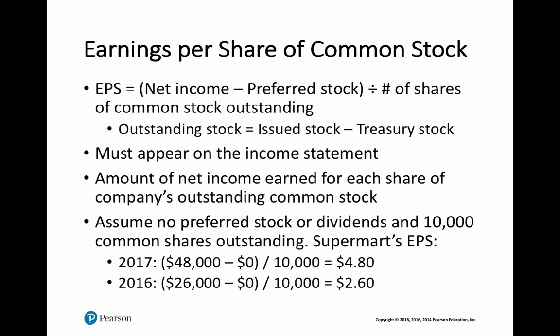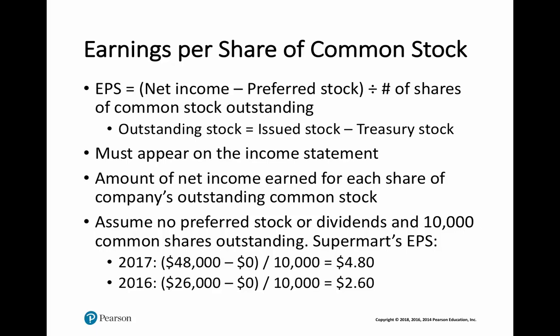Earnings per share, again, it's our net income minus our preferred stock divided by the number of shares of common stock outstanding. Just so you know, and again, if you're not an accounting major, you're probably not going to see a lot of these terms again. These might just be ratios calculated when you're looking at the company or looking at investments. Our outstanding stock is our issued stock minus any treasury stock. And all treasury stock is if I issue stock, but then as a company I buy it back later from our shareholders.